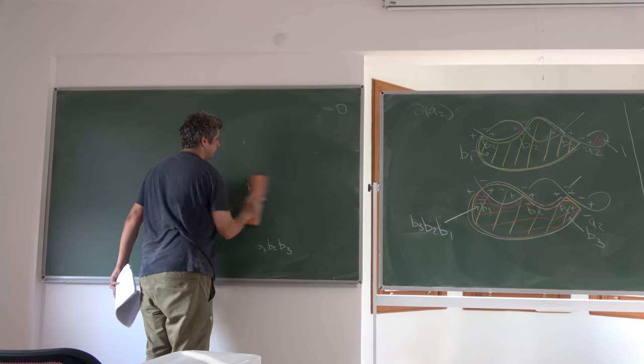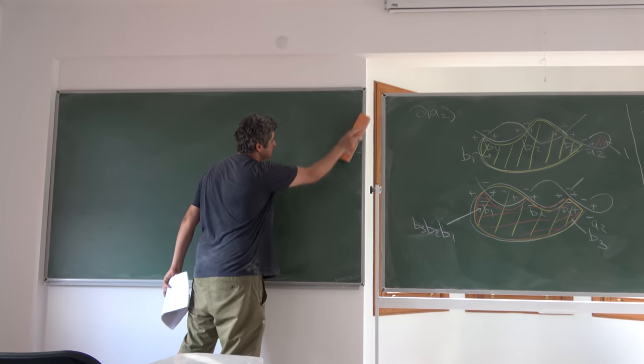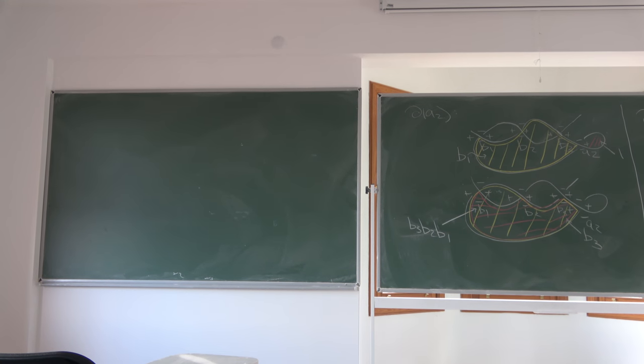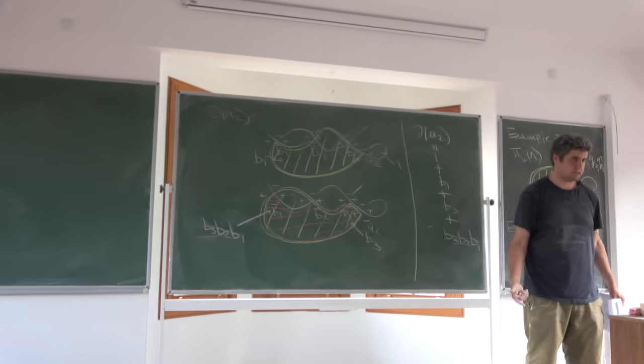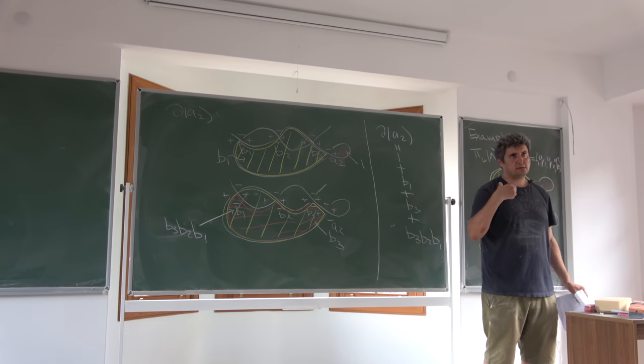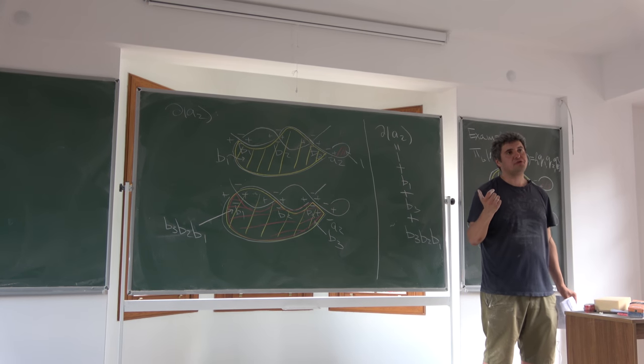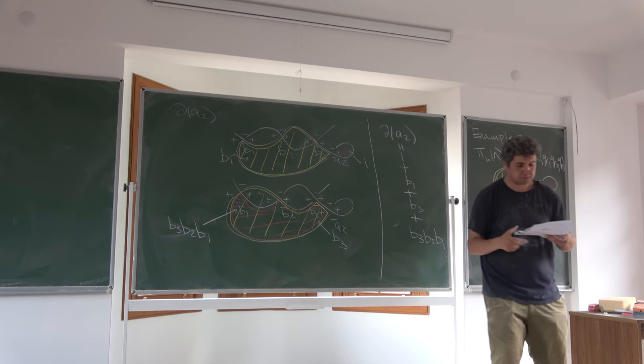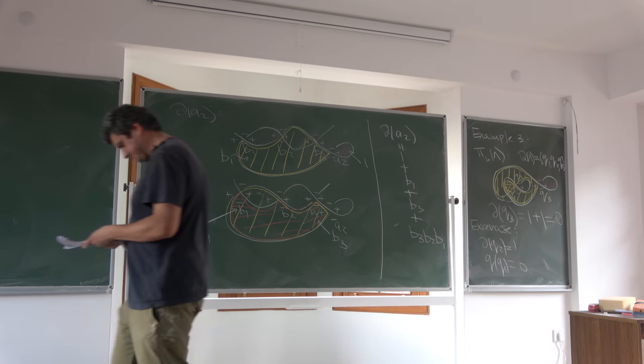So I can say something substantial. And this something will be the following. Chekhanov didn't just prove that if you take the homology of this algebra, then it's a Legendrian invariant. But he actually said how the algebra changes if you apply Legendrian isotopy.